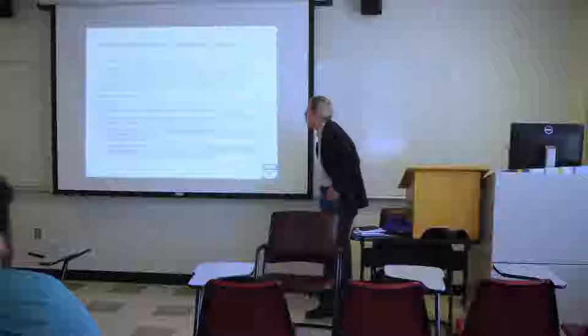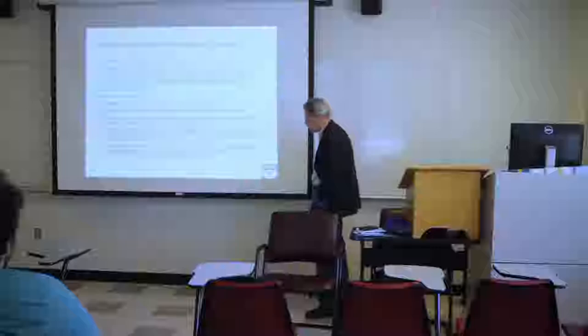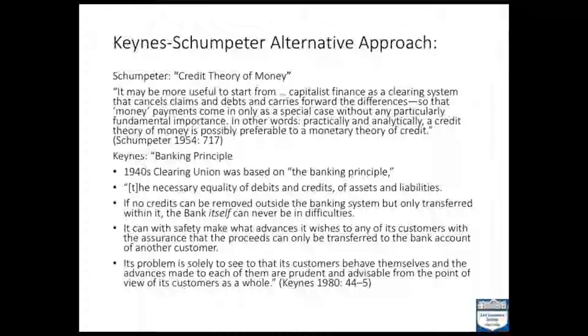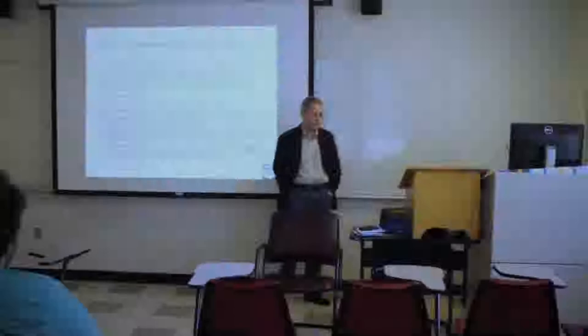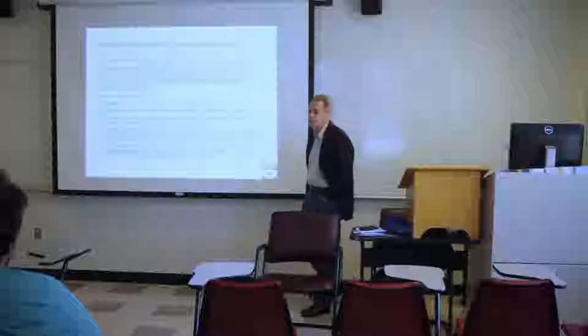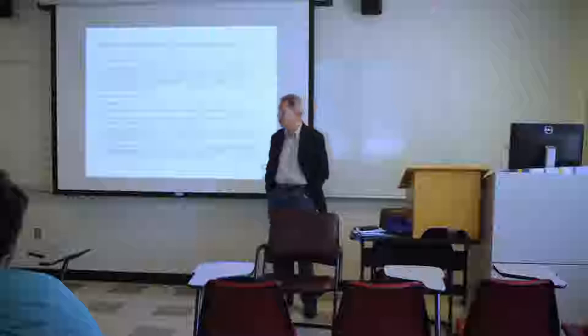Okay, so we go back to some key principles. First one, if you look at Schumpeter, Schumpeter talks about a credit theory of money. And remember we talked yesterday about Schumpeter being the guy who was at the heart of this German approach of saying that the banking system really can create all the purchasing power that it wants.